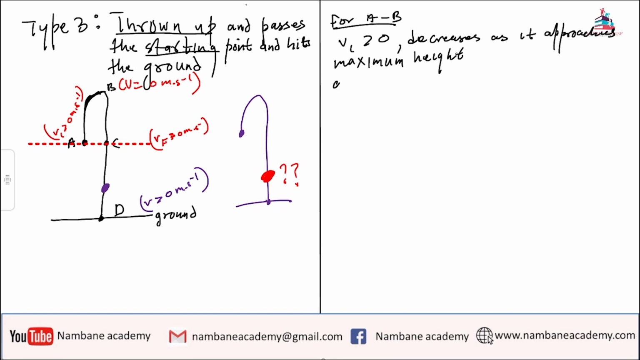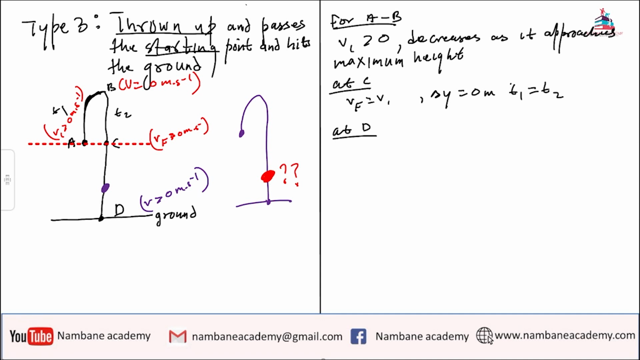Let's go to C. What do we know at C? V final is equal to V initial. It's type 2, ladies and gentlemen. Delta Y is equal to 0. And T1 is equal to T2. Where is T1? T1 is there. T2 is there. Easy.